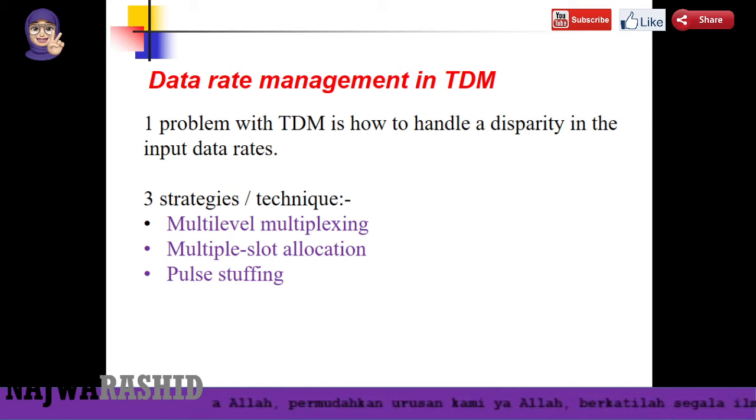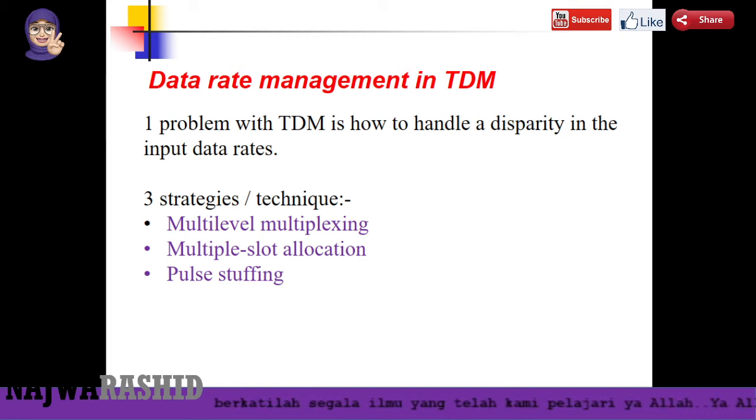So one problem with the TDM is how we want to handle the disparity in the input data rate. Okay, before this, we discussed the same data rate. We have 4 channels and each has 100 kilobit per second, so they have a similar data rate. Now the discussion is how we want to do the TDM when different channels have different data rates.